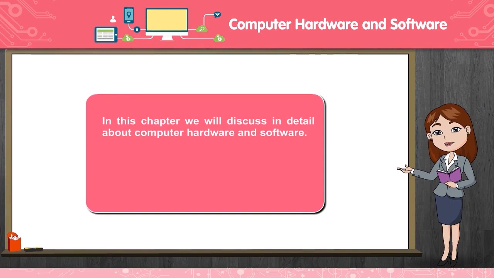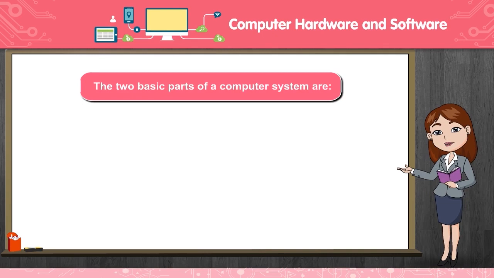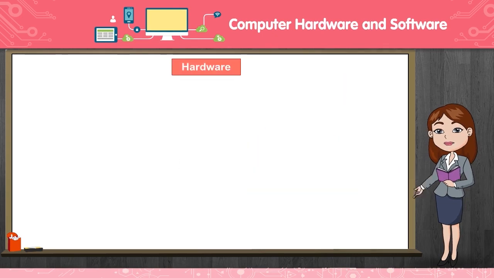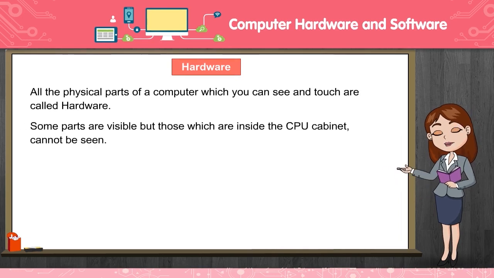In this chapter, we will discuss in detail computer hardware and software. The computer system is made up of different parts and performs many tasks at a time. The two basic parts of a computer system are hardware and software. Hardware. All the physical parts of a computer which you can see and touch are called hardware. Some parts are visible, but those which are inside the CPU cabinet cannot be seen.